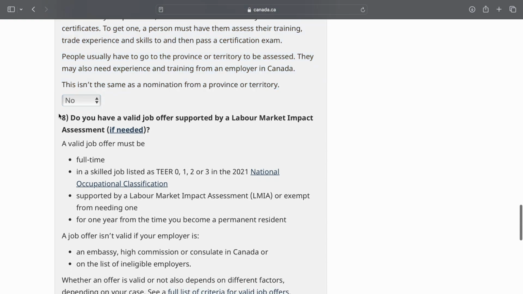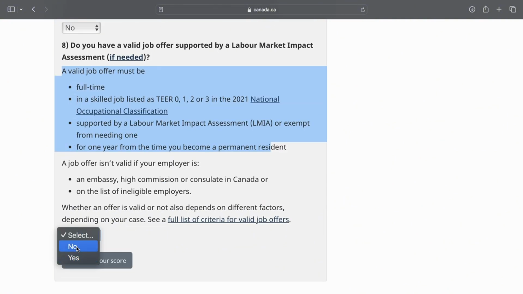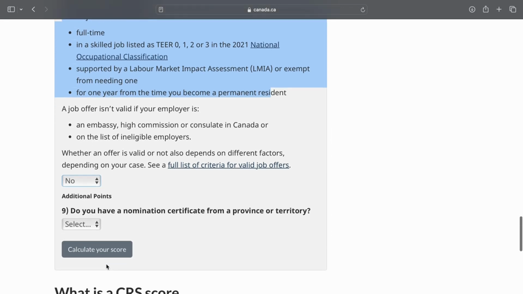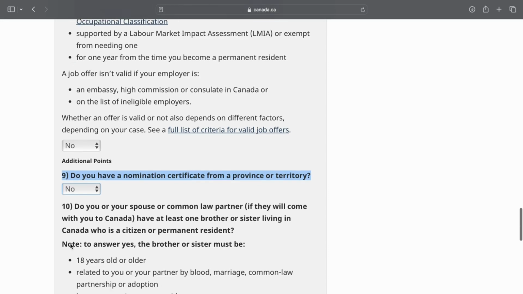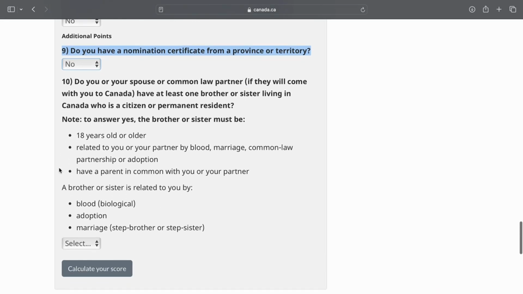Next, valid job offer, LMIA supported or exempt. This must be full-time, non-seasonal, supported by LMIA if required. For this example, we will select no. Next, provincial nomination. If you have a provincial nomination, you get 600 points. But this candidate doesn't, so we select no.